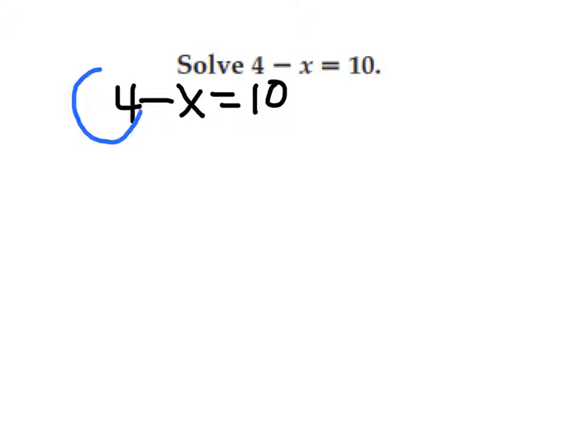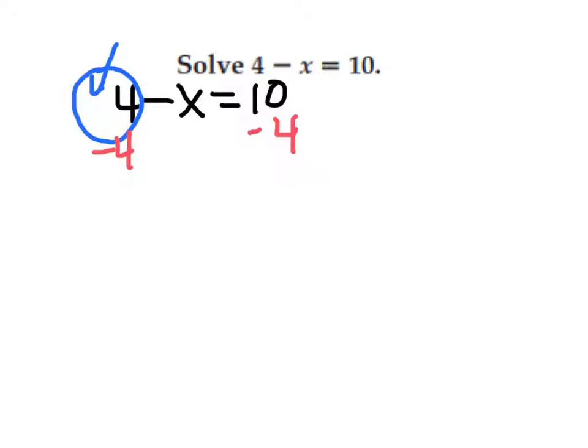Well, what we're really going to do is look in front. Since there's no sign, we know for sure that's a positive 4. So to get rid of a positive 4 or to get it to 0, I'm going to subtract 4. And of course, whatever we do on one side, I do to the other.